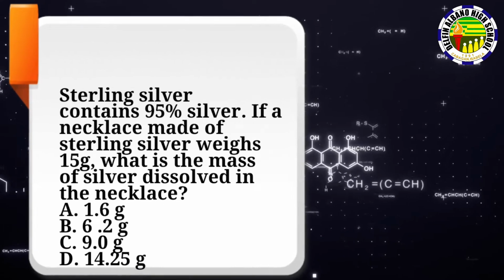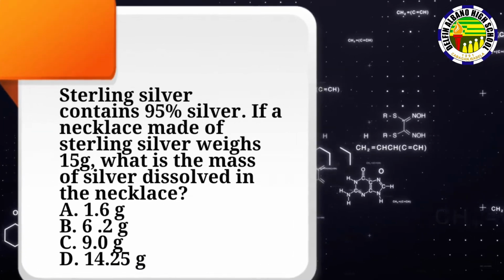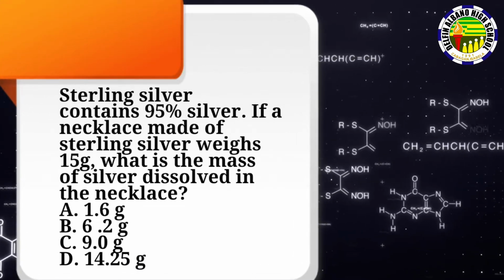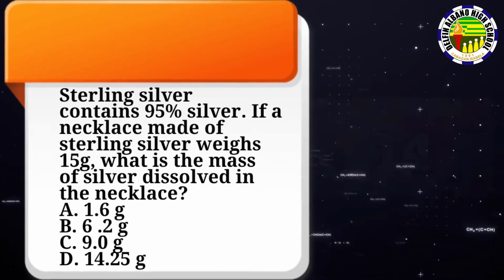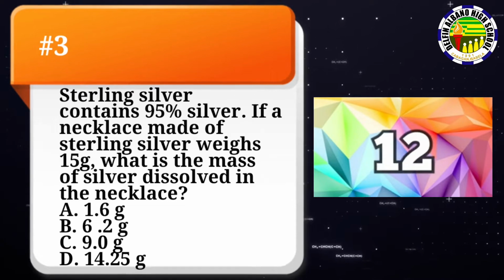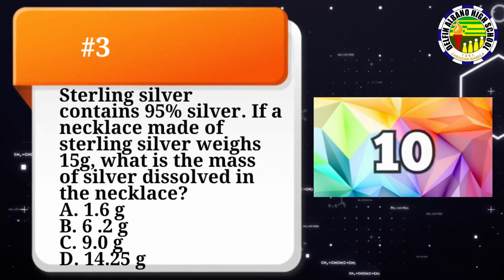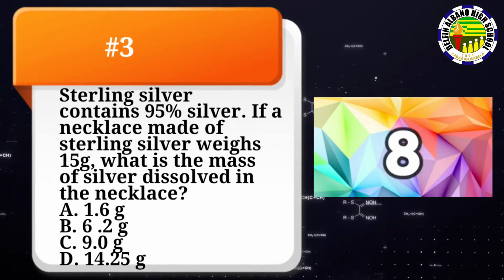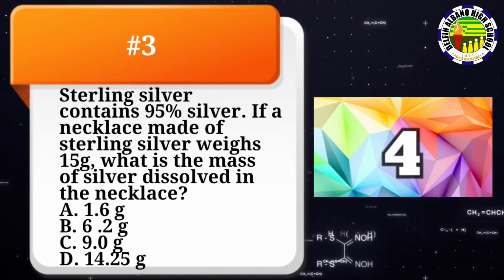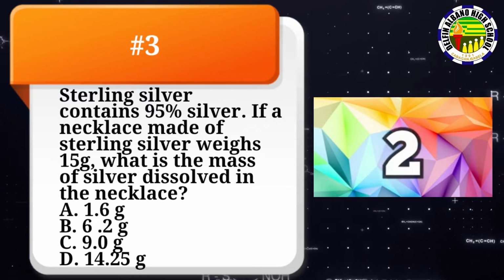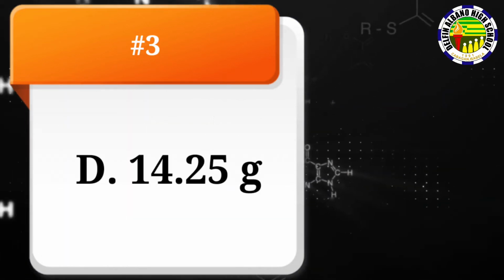Number 3. Sterling silver contains 95% silver. If a necklace made of sterling silver weighs 15 grams, what is the mass of the silver in the necklace? The correct answer is letter D.